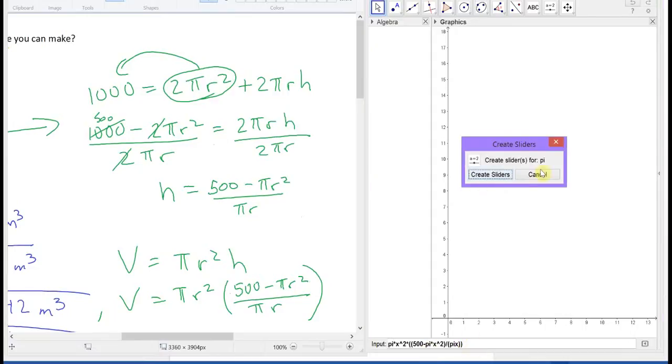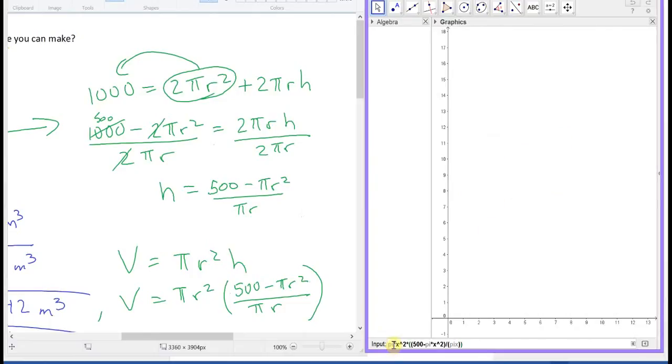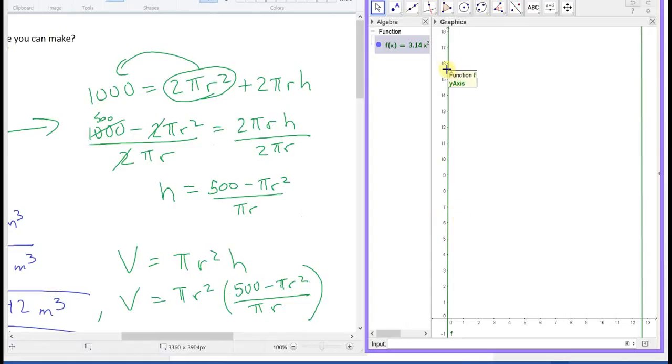Create a slider for pi. No, I don't want to create a slider for pi. I know what pi is. So we could either put 3.14 here, or we could use the symbol. I think I'll do 3.14. All right, let's see if it'll graph it. It graphed it. Excellent. The only problem is we can't see all of it, so we need to adjust the axes here.